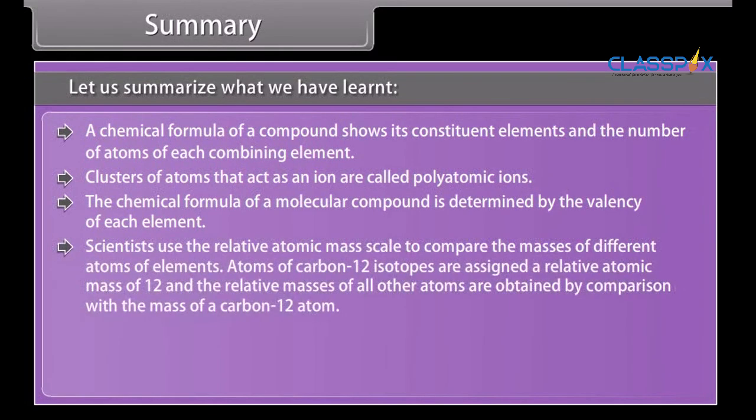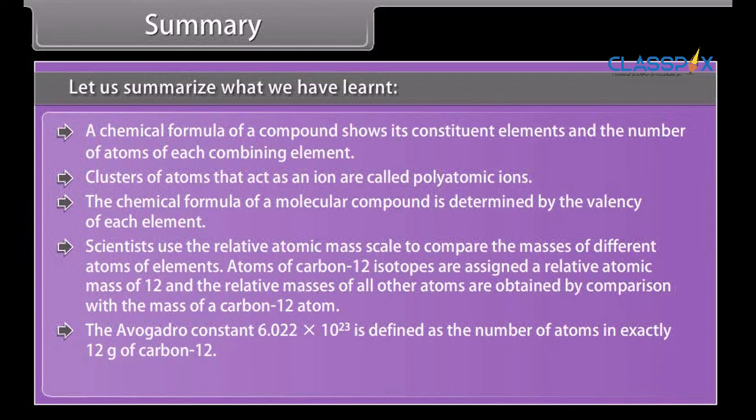Scientists use the relative atomic mass scale to compare the masses of different atoms of elements. Atoms of carbon-12 isotopes are assigned a relative atomic mass of 12, and the relative masses of all other atoms are obtained by comparison with the mass of a carbon-12 atom. The Avogadro constant 6.022 into 10 raised to the power 23 is defined as the number of atoms in exactly 12 gram of carbon-12. Mass of 1 mole of a substance is called its molar mass.